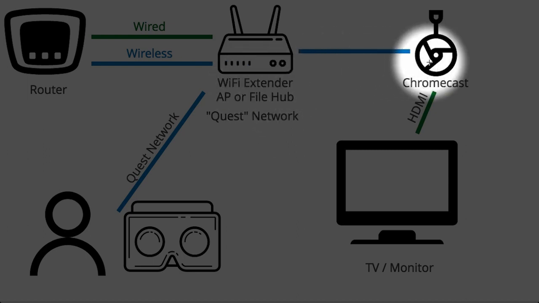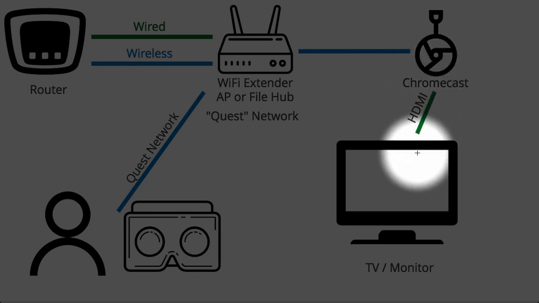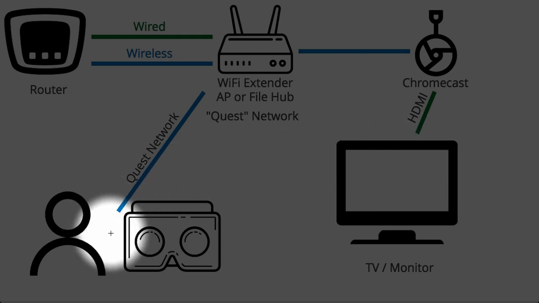So now you want to go ahead and connect your Chromecast. Needs to be done wirelessly, of course. Make sure you have that connected to your TV or monitor by an HDMI cable. Now, when you initially set it up, you will need to use your mobile device that you have the Google Home app on. That device will need to be on this Quest network during the process of you setting up the Chromecast. But once it's set up, you can take it off the Quest network.